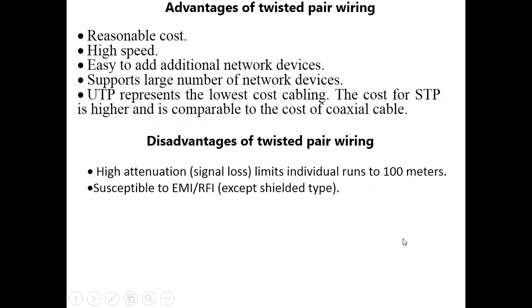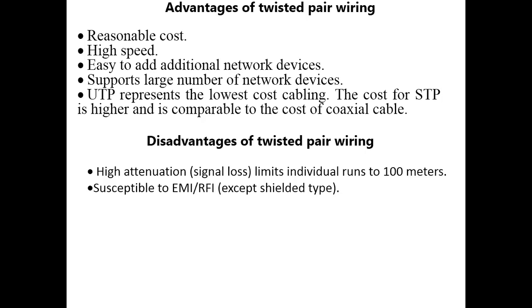Next, these are a few advantages and disadvantages of twisted pair wiring. One, reasonable cost, high speed, easy to add additional network devices, support for a large number of network devices. Thus, UTP represents the lowest cost cabling. The cost of STP is higher and is comparable to the cost of coaxial cable. So these are the basic advantages of twisted pair wiring.